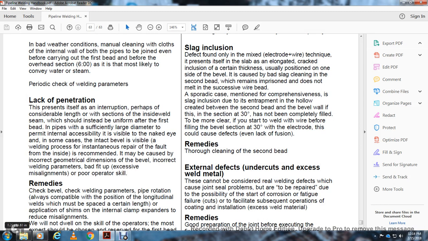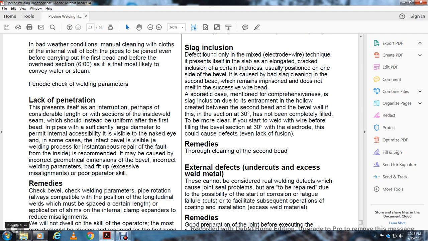Perhaps the considerable length of the width of the section inside the weld side of the inside of the bead uniform after the first bead, for the end pipe with a sufficiently large diameter, with permanent internal accessibility, visible to the naked eye, and in some cases the bevel is visible at a welding process. Instantaneous repair of the fault is recommended.